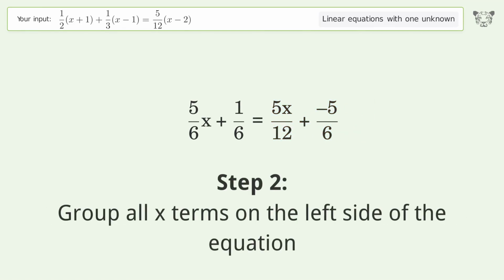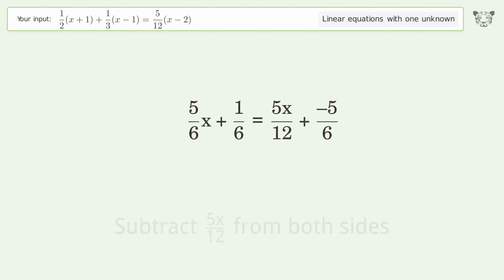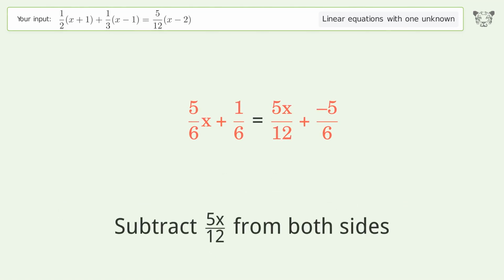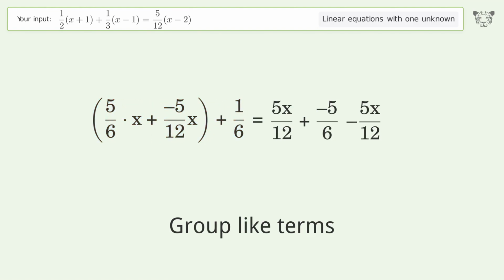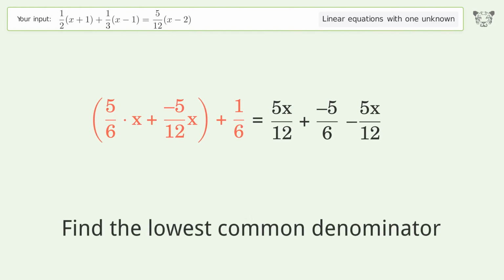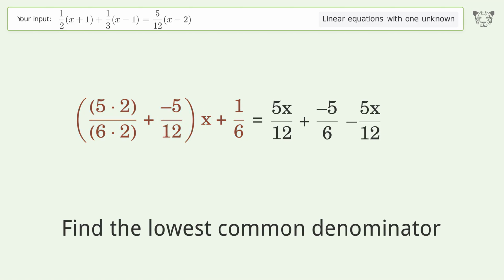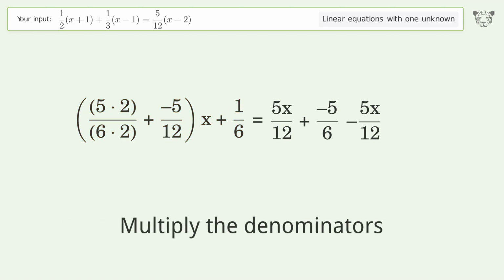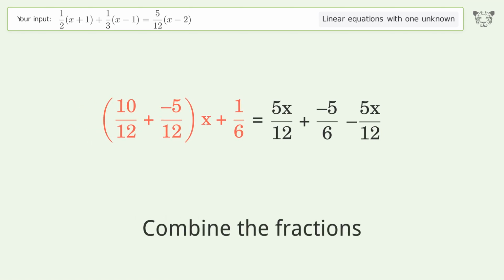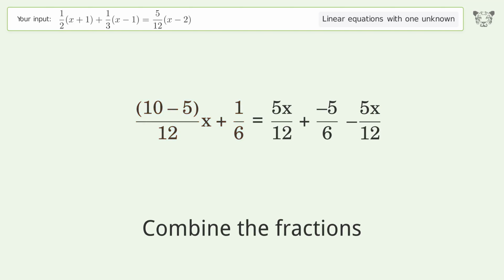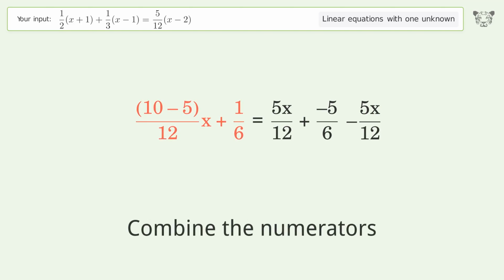Group all x terms on the left side of the equation. Subtract 5x/12 from both sides. Group like terms. Find the lowest common denominator. Multiply the denominators. Multiply the numerators. Combine the fractions. Combine the numerators.